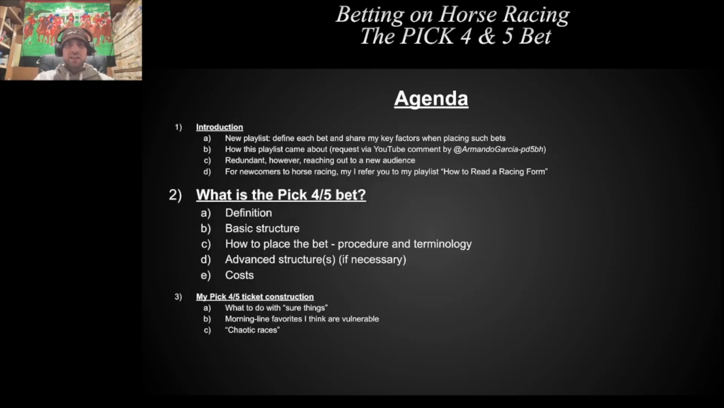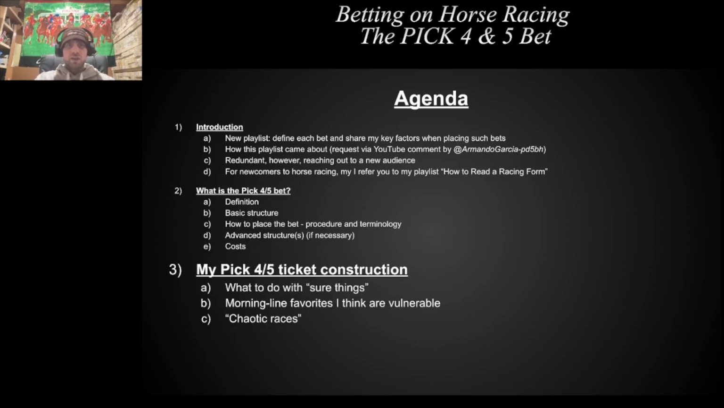After that, we're going to get into what the pick 4 or pick 5 bet is. I sort of lumped these together because I have similar theories for each bet. They're very similar, and we're going to get into that as this video goes on. But the pick 4 and the pick 5 bet, I'm going to cover both. I will define them, give you the basic structure, how to place the bet, procedure and terminology, advanced structures if necessary, and the costs associated with placing the bet. Then we're going to end up with my pick 4 or pick 5 ticket construction, what to do with sure things, morning line favorites I think are vulnerable, and we'll go over some what I call chaotic races.